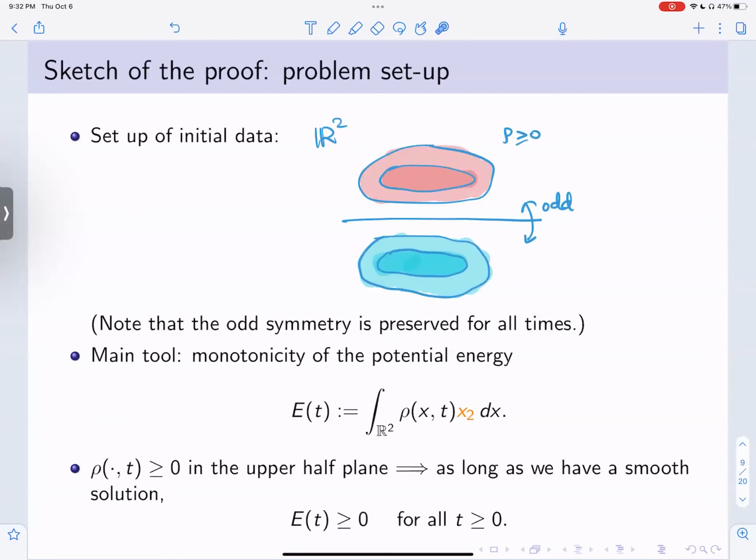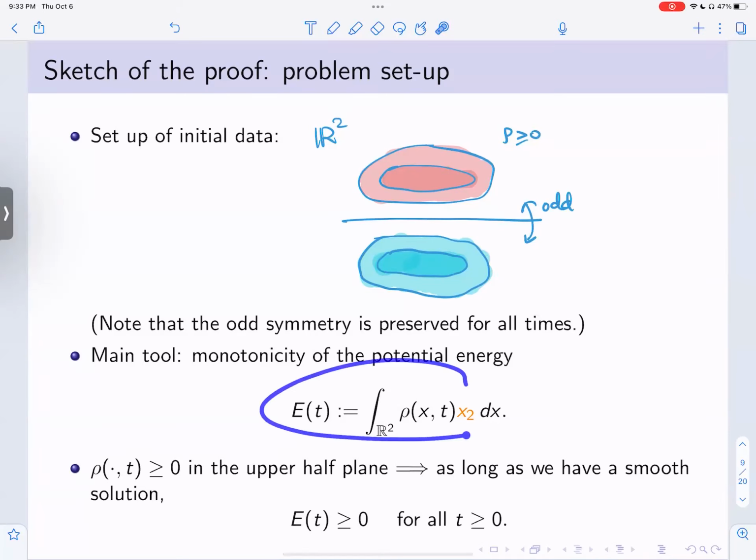Okay, so now let me briefly describe the proof, which is quite short. That is our initial data, which is odd in x2, non-negative above and non-positive below, and it's compactly supported. One can easily check, using the Boussinesq law, that this odd symmetry is preserved for all time. And the main tool for our proof is the monotonicity of the potential energy. The potential energy is simply the density rho times x2.